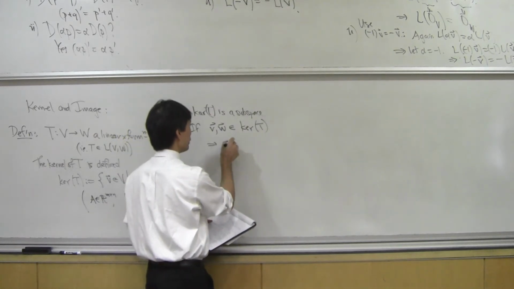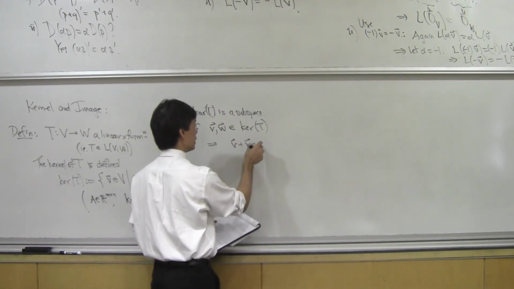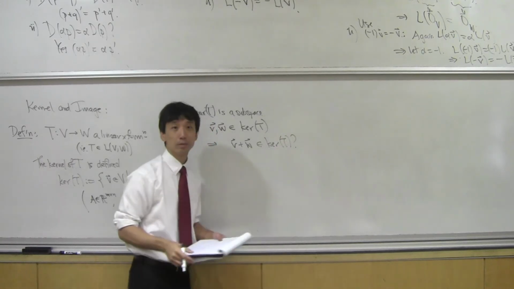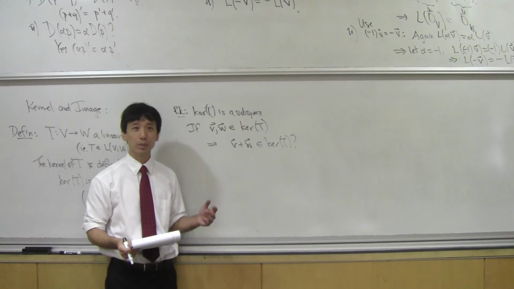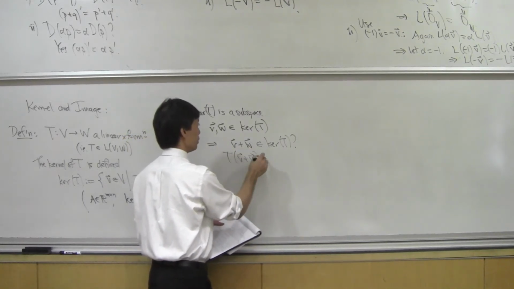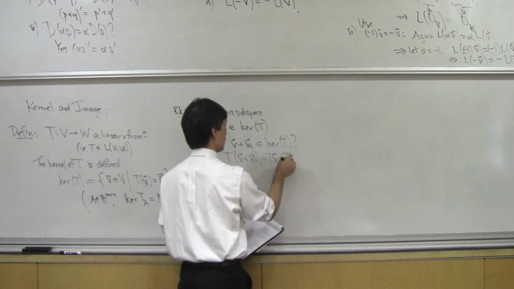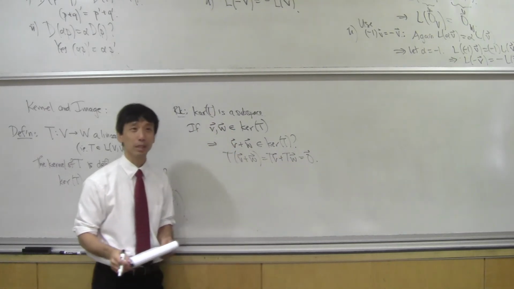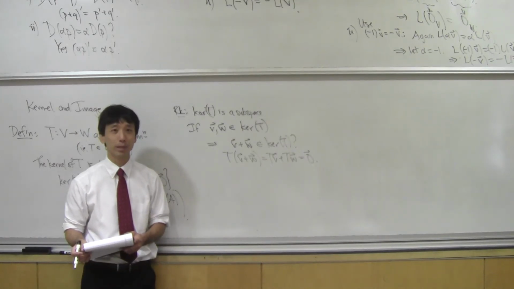So if you have two guys who get sent to zero, is their sum also sent to zero? Sure, right? Because T of V plus W would be T of V plus T of W by linearity, but that's zero. That's going to be 0 plus 0, which is 0. Another important property.